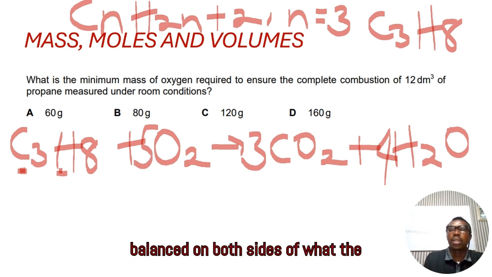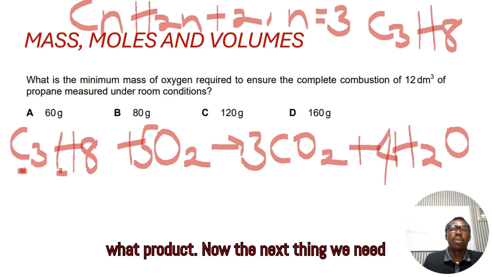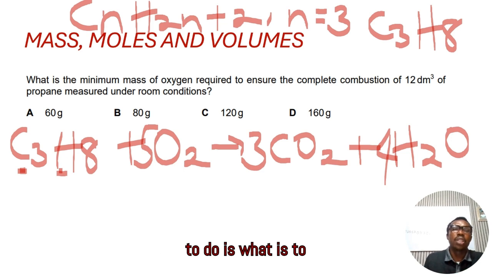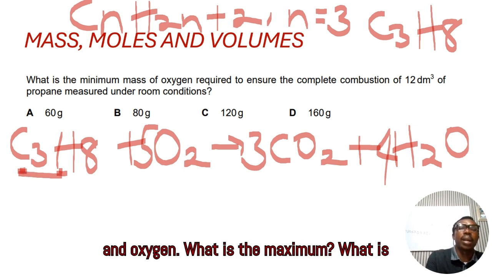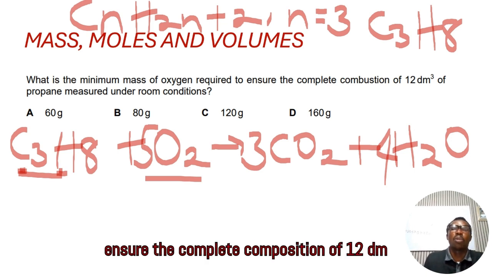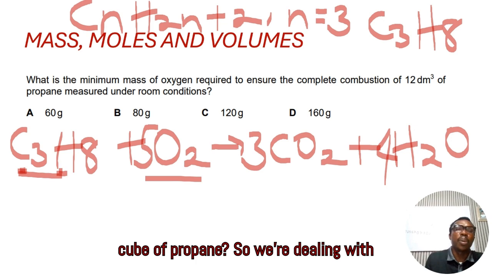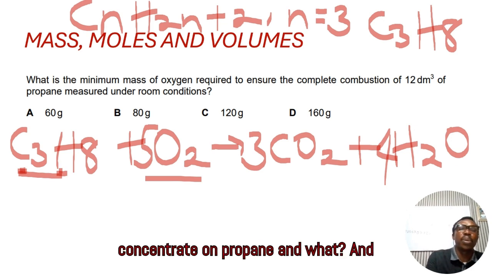So oxygen is balanced on both sides of the reaction, both on the reactant and on the product. Now the next thing we need to do is to look at what is demanded. So we'll have propane and oxygen. What is the minimum mass of oxygen required to ensure the complete combustion of 12 dm³ of propane? So we're dealing with propane and oxygen. So we're going to concentrate on propane and oxygen.